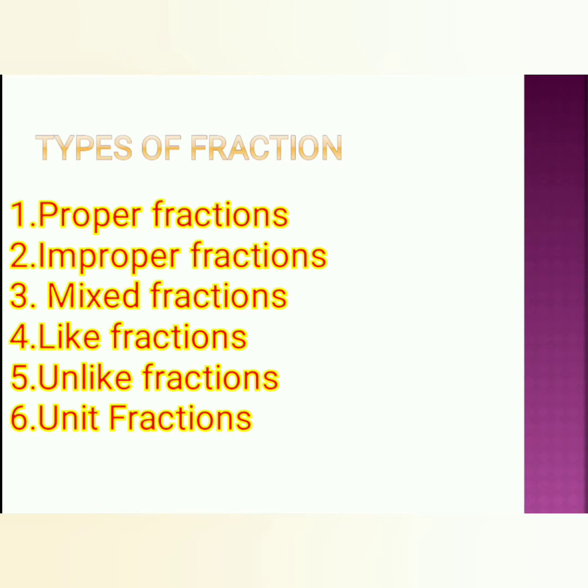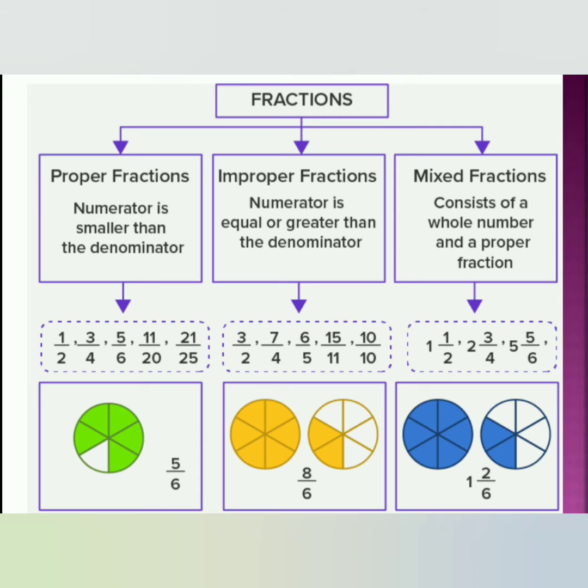A fraction may be of different types: proper fractions, improper fractions, mixed fractions, like fractions, unlike fractions, and unit fractions. Let us understand proper fractions. A fraction in which the numerator is less than the denominator is called a proper fraction. For example, 1 by 2, 3 by 4, 5 by 6, 11 by 20, 21 by 25. These all are proper fractions. As you know, numerator is smaller and the denominator is bigger over here.